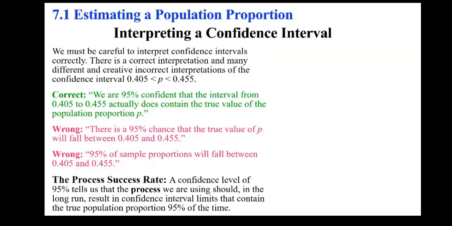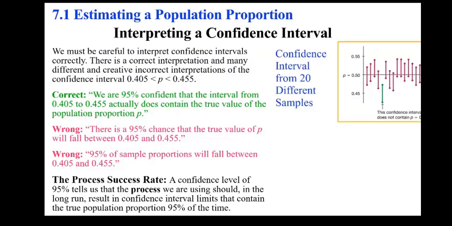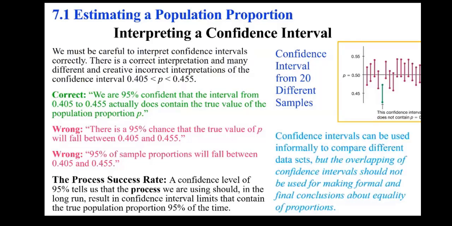Also wrong is: 95% of sample proportions will fall between 0.405 and 0.455. A confidence level of 95% tells us that the process we are using should, in the long run, result in confidence interval limits that contain the true population proportion 95% of the time. This is a graph representing confidence intervals from 20 different samples. The process success rate: a confidence level of 95% tells us the process should, in the long run, result in confidence interval limits that contain the true population proportion 95% of the time.